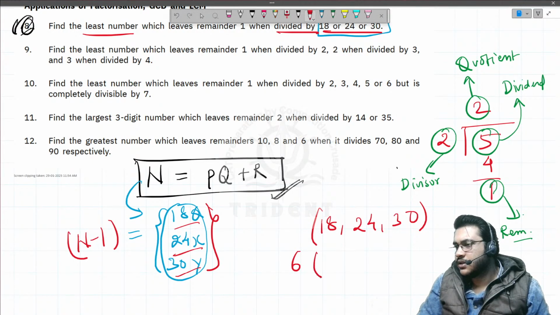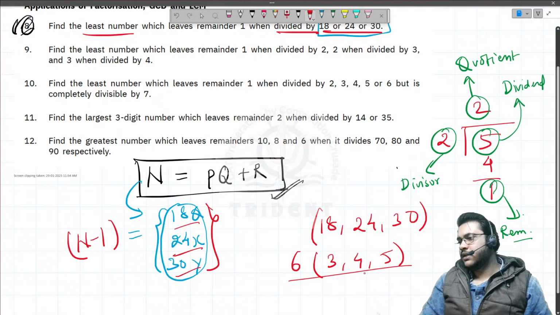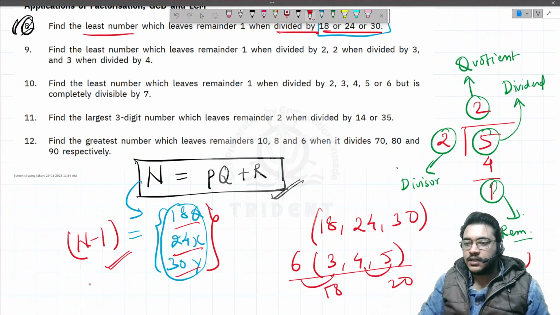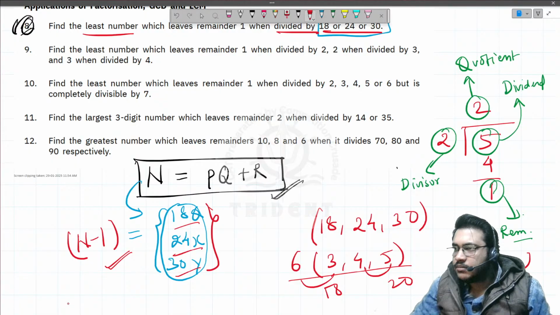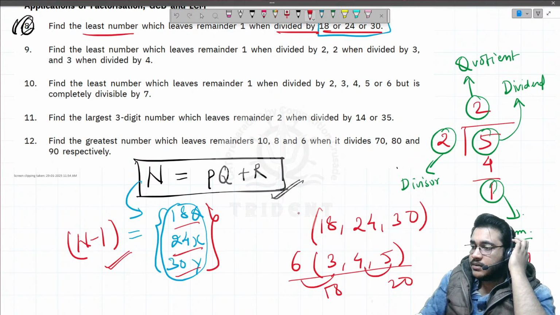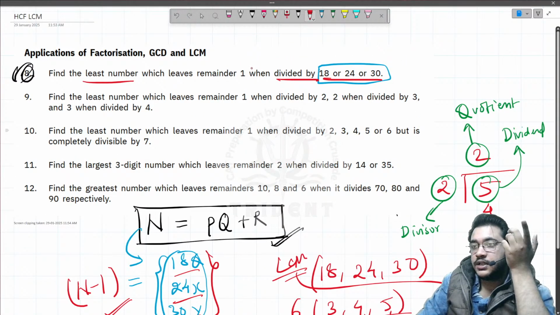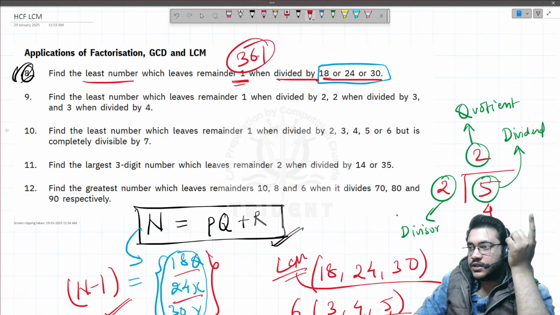So if I take 6 common, 6, 3, 4, 5, I think this should be it. So this is how much? This is 20, this is 18. So the answer is going to be 360 plus 1, because the number में से हमने 1 निकाल दिया था. तो LCM is 360, mind you, but the number is not 360, which will leave a remainder 1, remember. So the number is going to be 361.